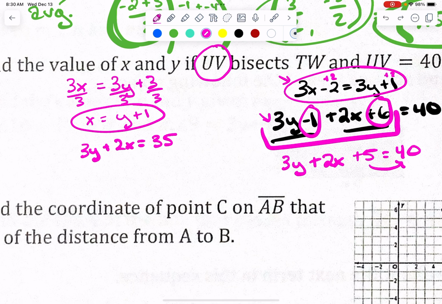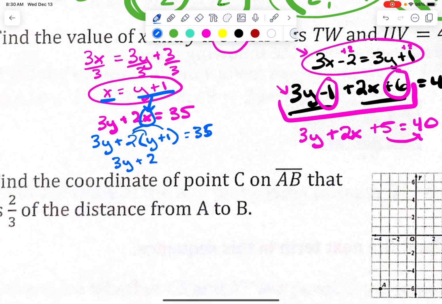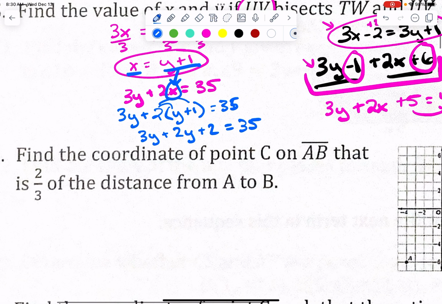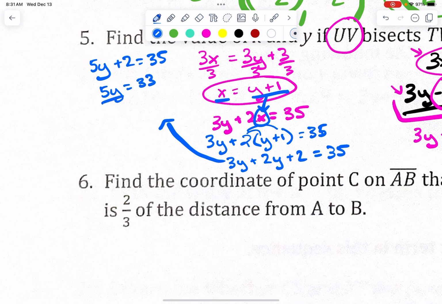Now I know that x is equal to y plus 1, so I'm going to substitute that in, and I have 3y plus 2 times y plus 1 equals 35. Then I distribute the 2 through, so 3y plus 2y plus 2 equals 35. That's a lot going on, but we're getting close. 3y plus 2y is 5y plus 2 equals 35. Then I can subtract the 2 to make 33 and divide by 5.